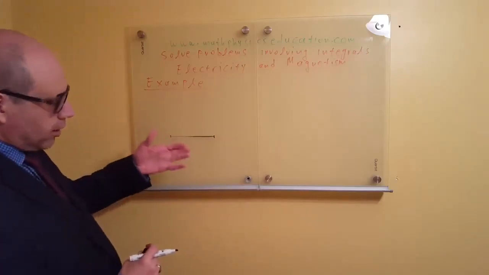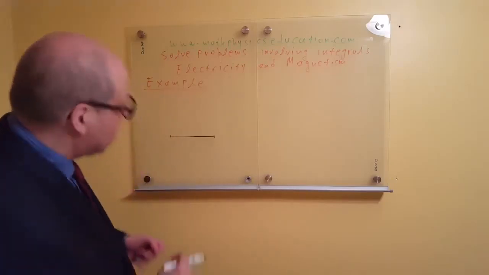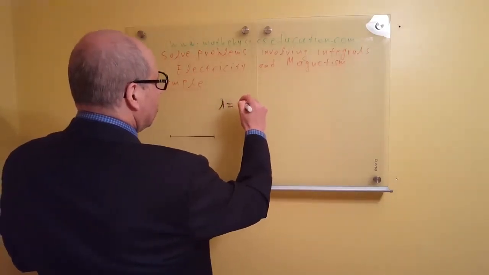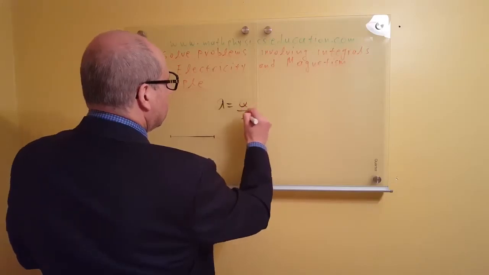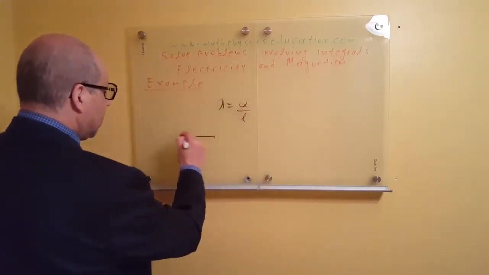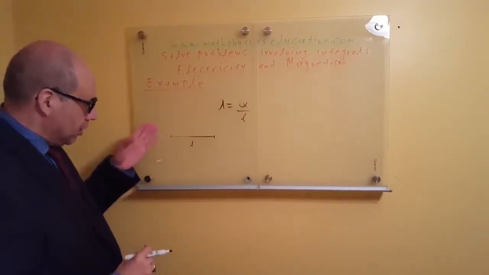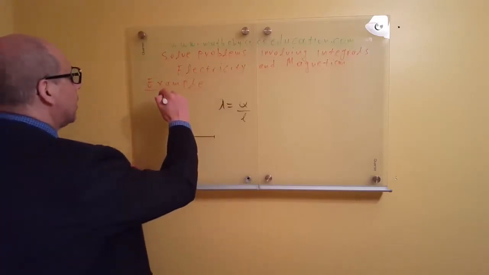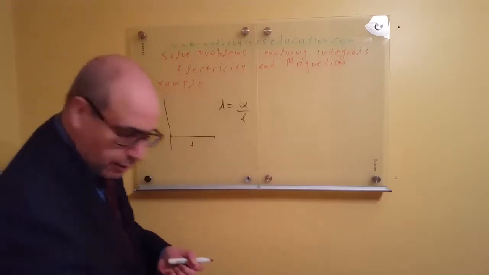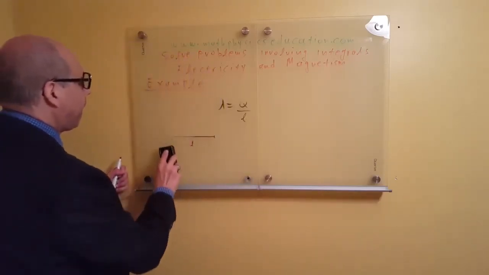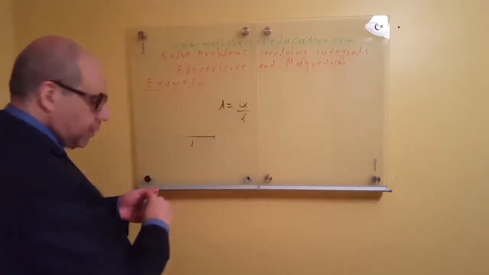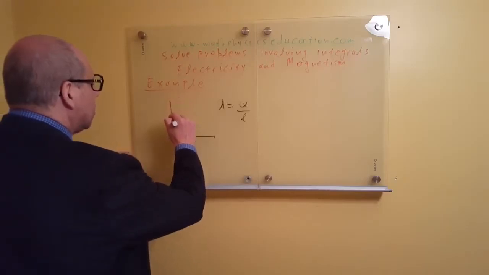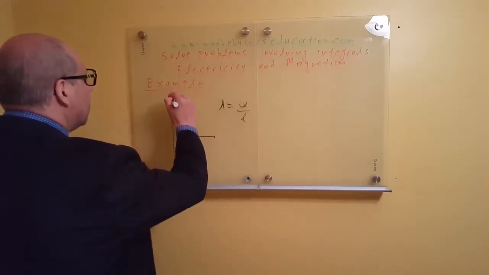And what we're trying to find here is the potential at a point, let's say P, on the y-axis, which is located at a distance A from the beginning of the rod.